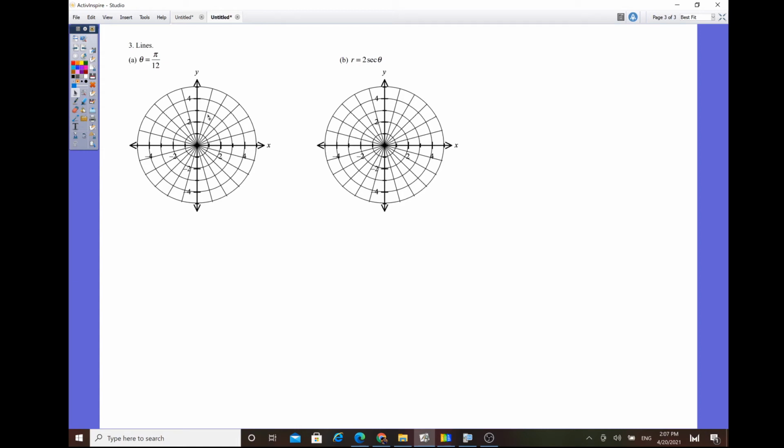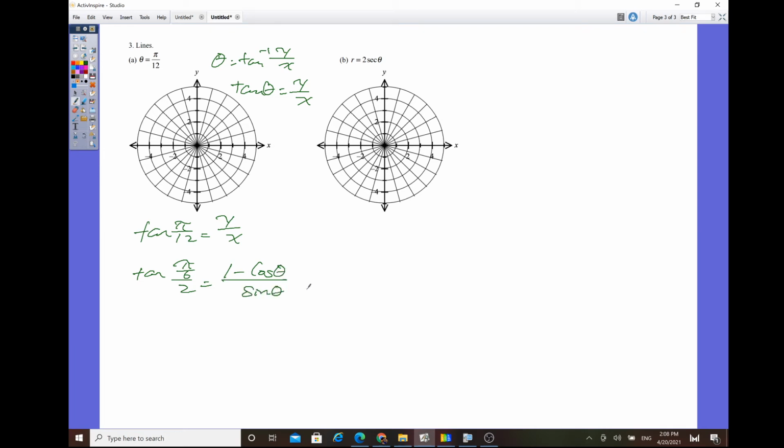Okay, so for the line graph, why is it a line? Because theta, again, theta is written as inverse tangent of y over x. In other words, tangent of theta is y over x. So tangent of pi over 12 equals y over x. Pi over 12 is a non-special radian, but we can always use the half angle identity. The half angle identity of tangent is 1 minus cosine theta over sine theta, where theta here is pi over 6.